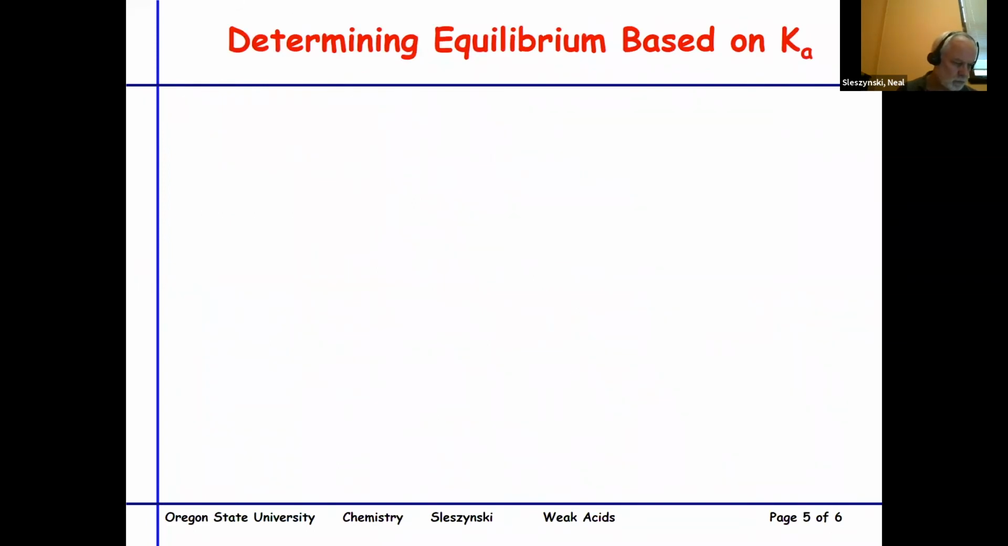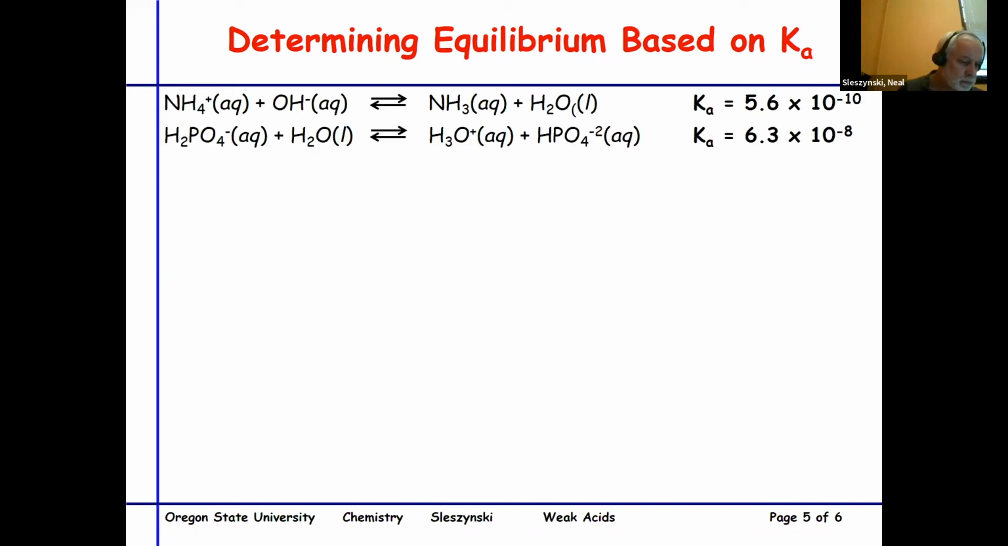Whenever we have weak acids involved in acid-base reactions, we can determine the position of the acid-base equilibrium based on the Ka values. If we take a look at two weak acids, ammonium, NH4+, and dihydrogen phosphate, H2PO4-, we see from the Ka values that these are both very weak acids. But regardless of how weak these acids are, one of the acids will be stronger than the other. So based on the Ka values, can you tell me which of these two acids will be stronger?